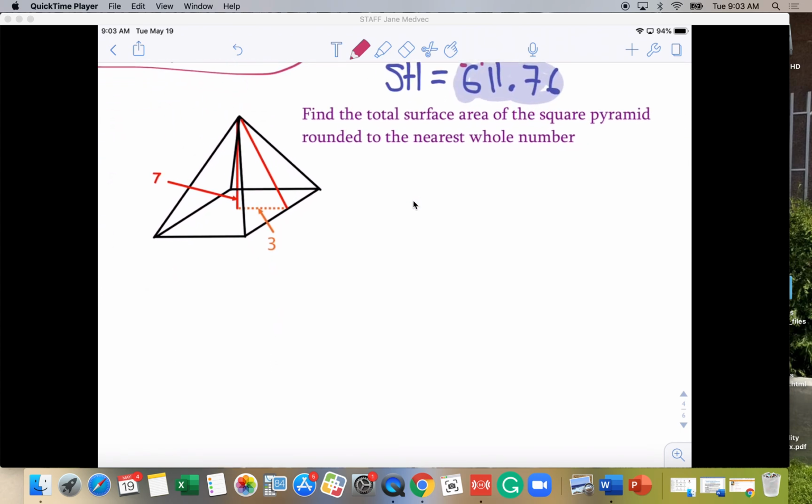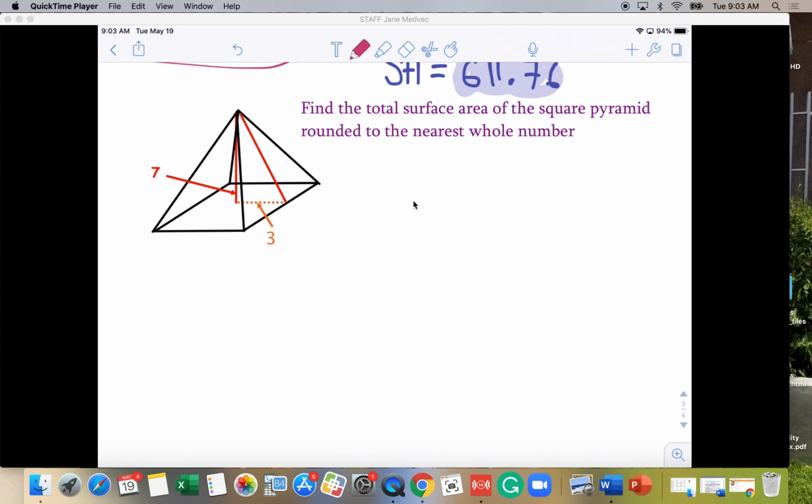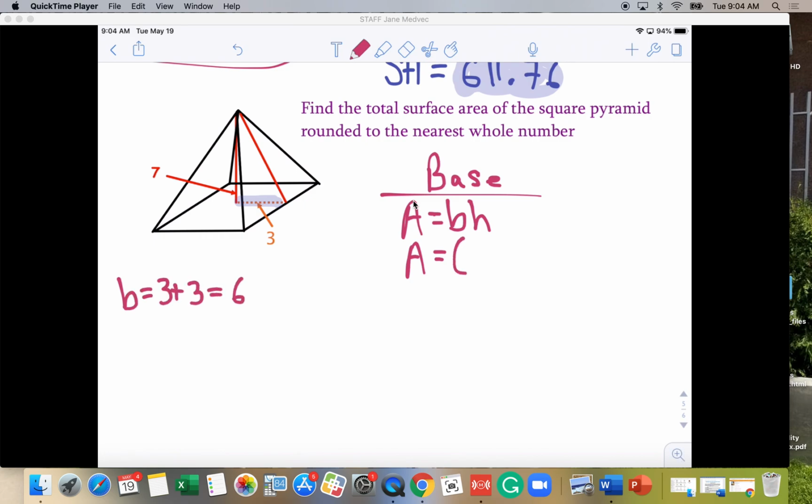Let's go down to the final problem. This asked me to find the total surface area of a square pyramid. I know that it's a square, so I'm going to look at my base. My base is a square, so area equals base times height. I don't have that, but I can find it. If this is 3, then the base of this is 3 plus 3, which is 6. My height is 6, so I end up with 36 for the area of the base.